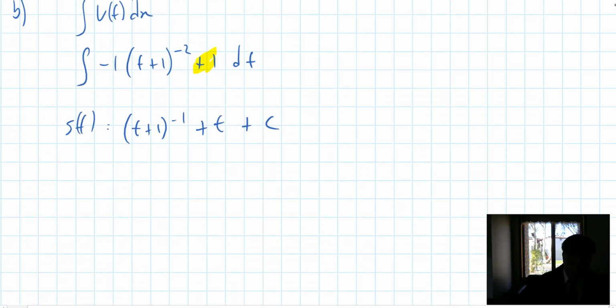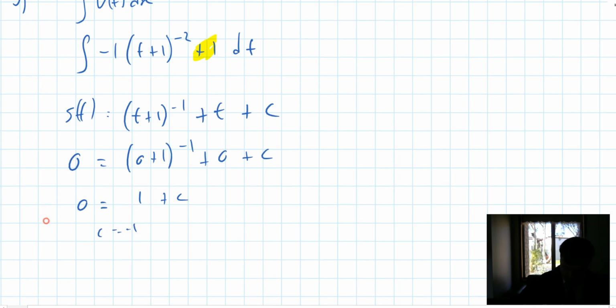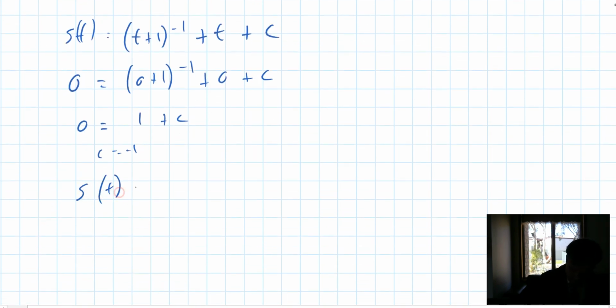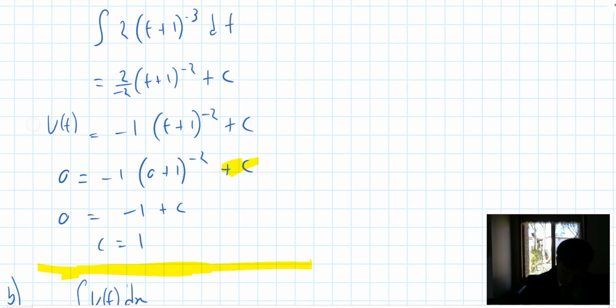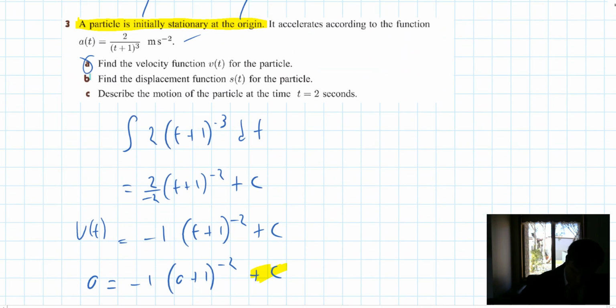And we're also told the initial conditions. The initial conditions are 0 when time is 0. Alright, once again, this is 1 plus nothing plus c. c is equal to minus 1. So our displacement function is t plus 1 to the minus 1 plus t minus 1. That's our c there. Alright, so those first two are done.